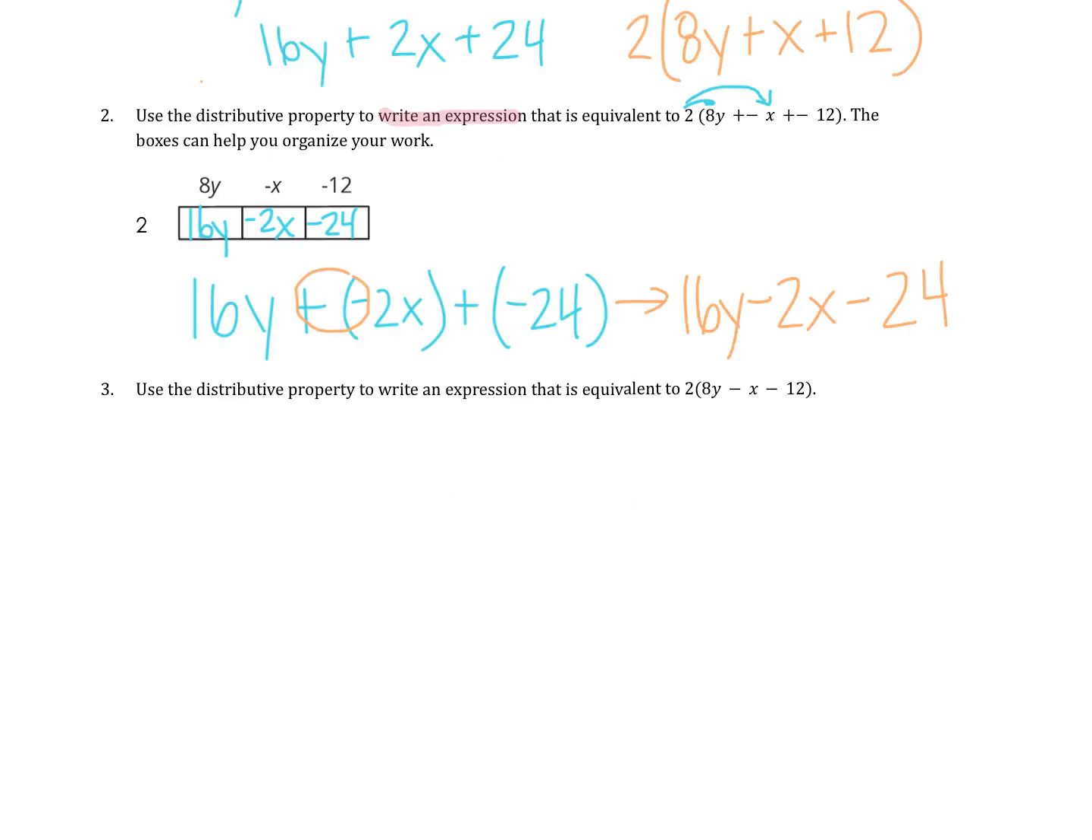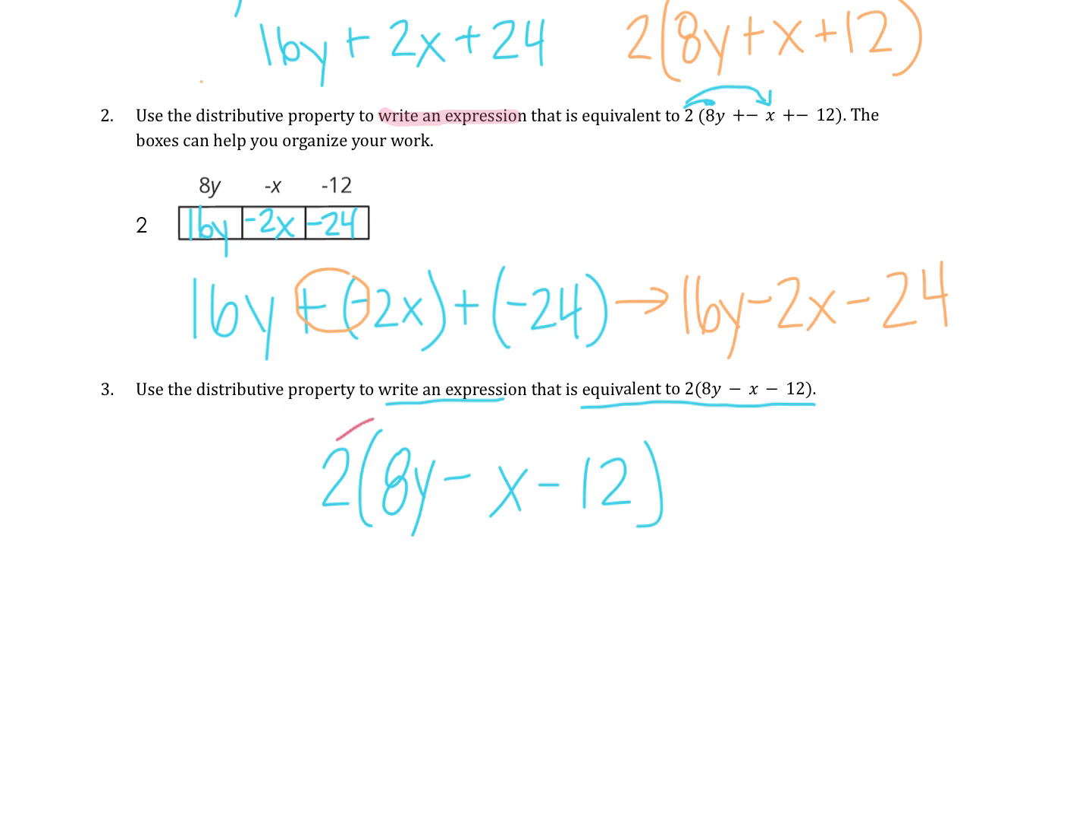Okay, so now I'm going to use the distributive property to write an expression that is equivalent to 2 times 8y minus x minus 12. So I'm going to rewrite the problem first, and then I'll write the expression. So 2 times 8y minus x minus 12. And I'm just going to go through and multiply.